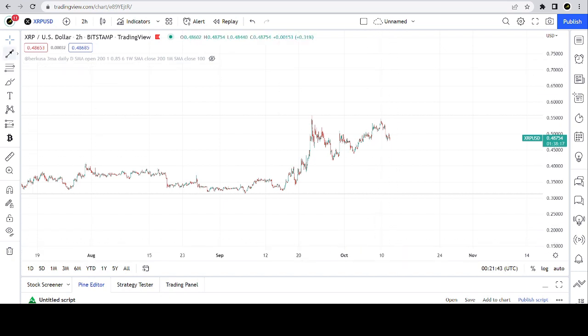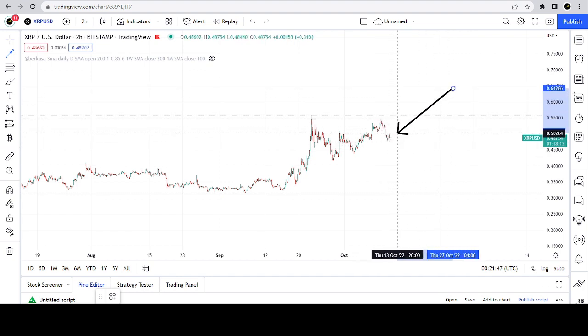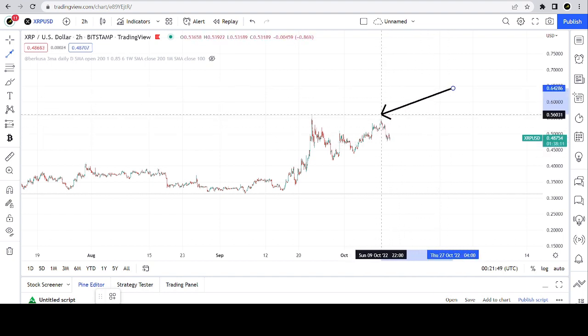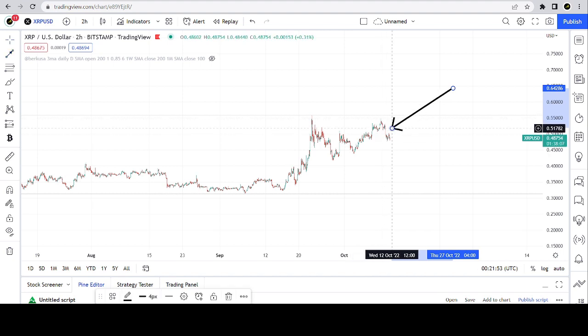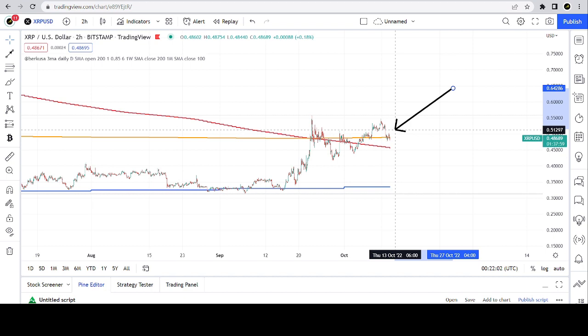So today I have the XRP chart open, and this move right here has probably had a number of people in the XRP community a little worried. Now let's throw on some moving averages to see what is going on.